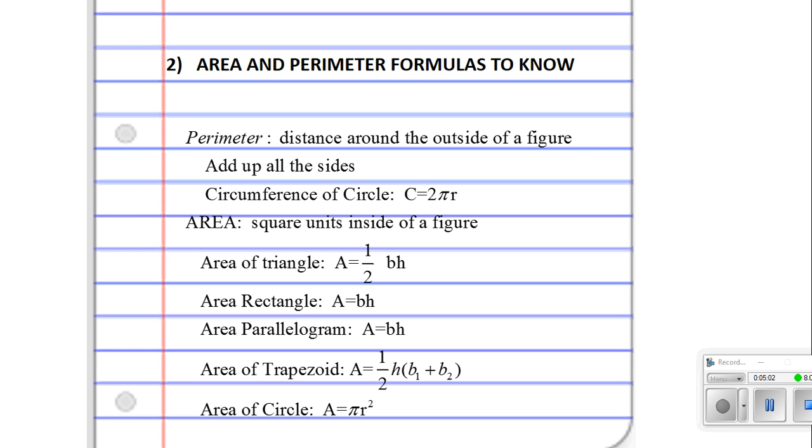Now, circumference of the circle is another way of saying perimeter, but it's around the circle. So we're going to go all the way around the circle and find that distance around the circle. That's 2 pi r.